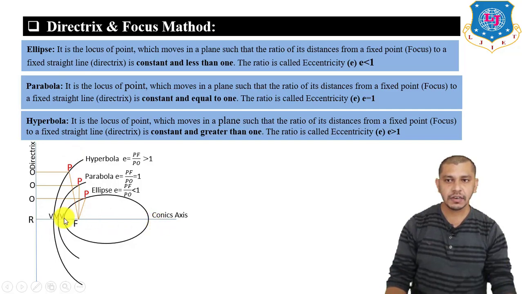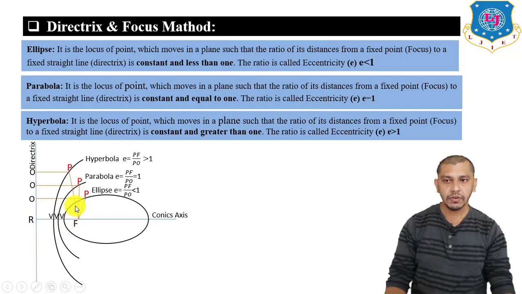Now when this curve, whether it is an ellipse, parabola or hyperbola, intersects the conic axis, then the point of intersection is known as the vertex point. So the vertex point is the point of intersection of the curve and the conic axis. So this will be the vertex point. We can also give the definition of ellipse, parabola and hyperbola in terms of the vertex point.